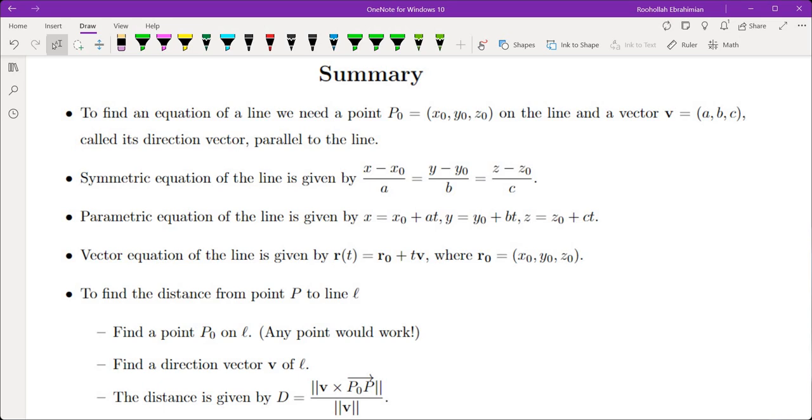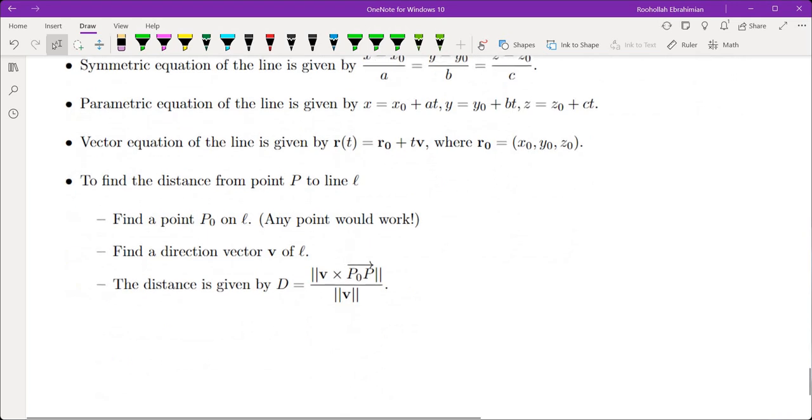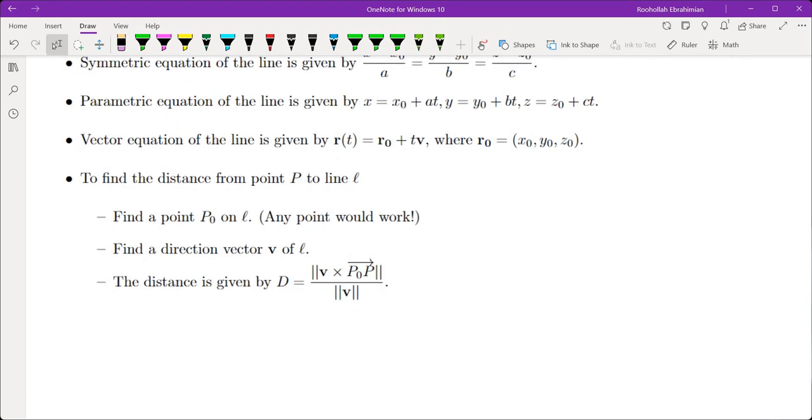To find the distance, we have a formula. We find one point on the line, we find a direction vector, and then we use this formula to find the distance from a point P to the line containing P0 with direction vector V.